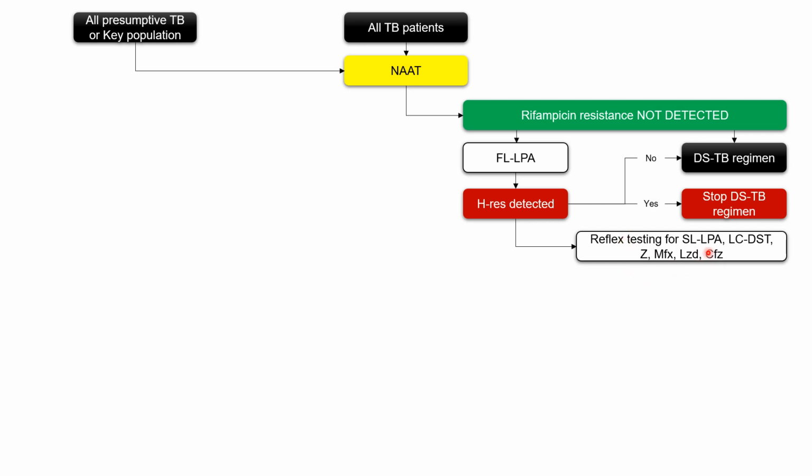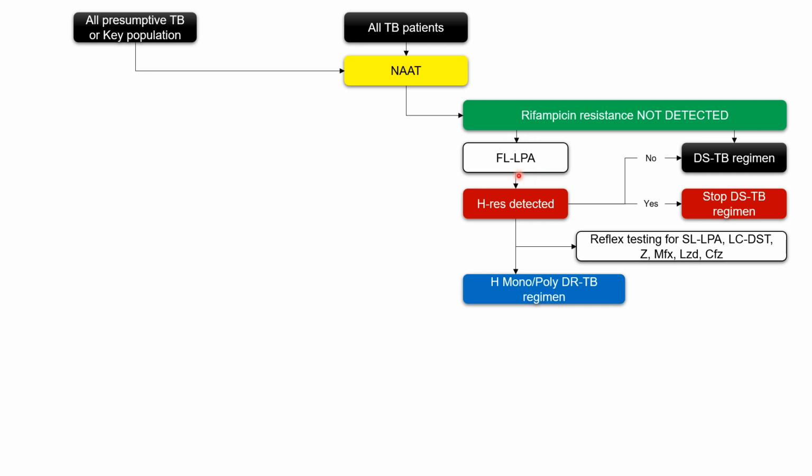We have to do reflex testing, and we have to start therapy with the INH mono or poly drug resistant tuberculosis regimen, because INH resistance was detected here but rifampicin resistance was absent. So this is a case of mono resistant TB to INH. So we have to start treatment for INH monoresistant TB or INH polyresistant TB, depending upon what other drug sensitivity has been there.